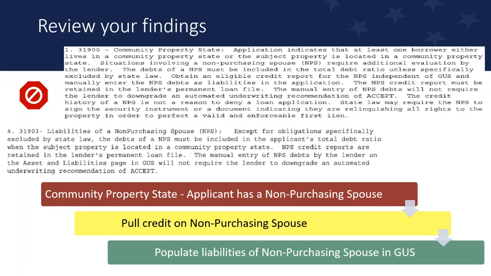Community property state is another finding we see pop up. If any borrower is married and living or purchasing a home in a community property state, this finding will populate in 2 different places in your findings. If you haven't already, you'll need to pull credit for the non-purchasing spouse, and all obligations will need to be populated in the Assets and Liabilities tab in GUS.